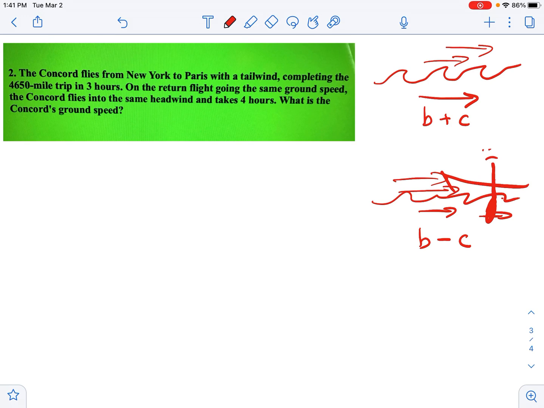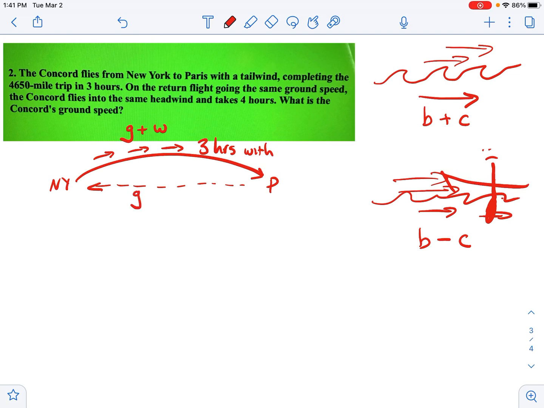So, the Concorde flies from New York to Paris. So New York to Paris always helps. With a tailwind, okay, woohoo, getting a boost. It completes this 4,650 mile trip in 3 hours, and this is with the wind. On the return flight, going the same ground speed, okay. So I was going this ground speed with the wind. Now I'm going against the wind, so this is going to be my ground speed, but without the wind, or going against the wind. By the way, not exactly how tailwind and current and friction works, but we're going to go with it.